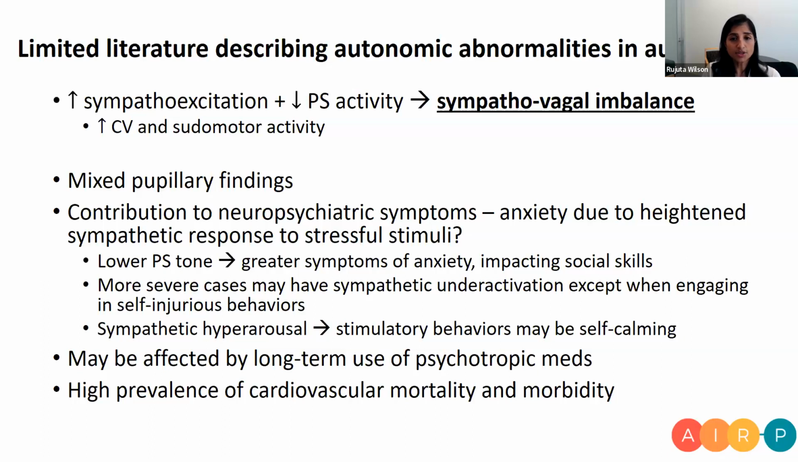Maybe anxiety could be due to a heightened sympathetic response to more stressful stimuli. Perhaps a lower parasympathetic tone could create greater symptoms of anxiety, right? A sort of physical impacting social interactions. In more severe cases, there may be sort of sympathetic underactivation, except when engaging in more maybe self-injurious or self-stimulatory behaviors, or alternatively, this sort of sympathetic hyperarousal, in that some of these repetitive behaviors may be calming.